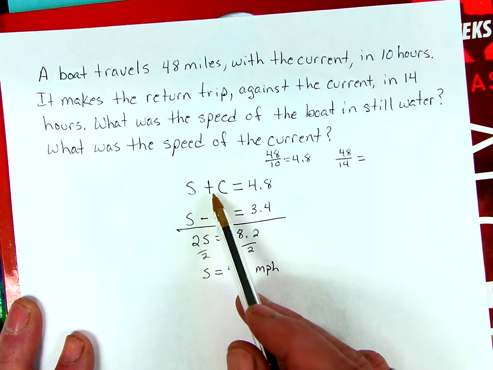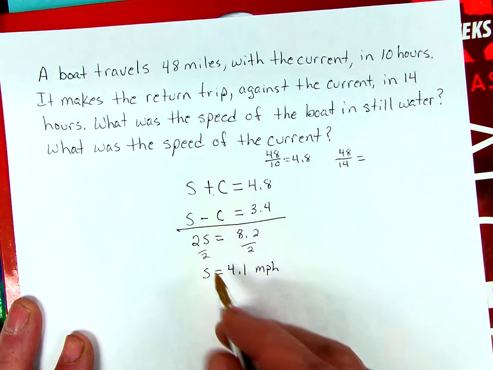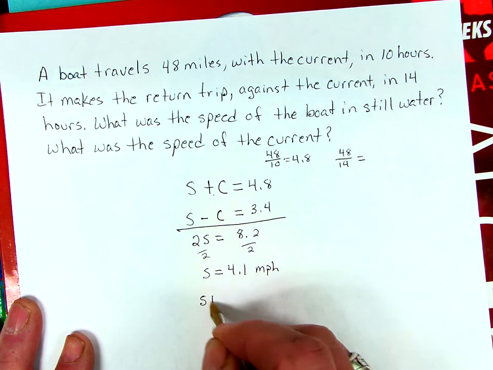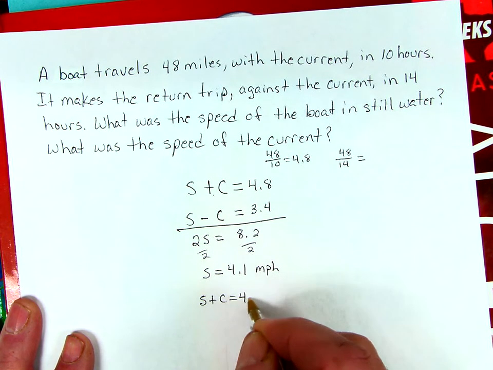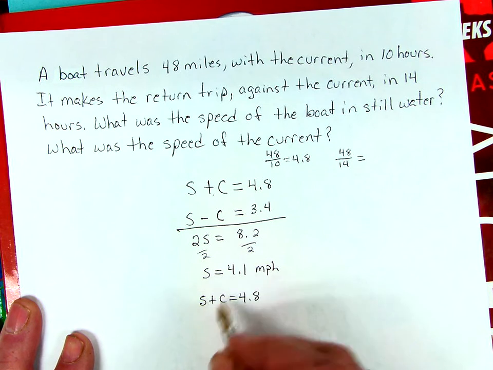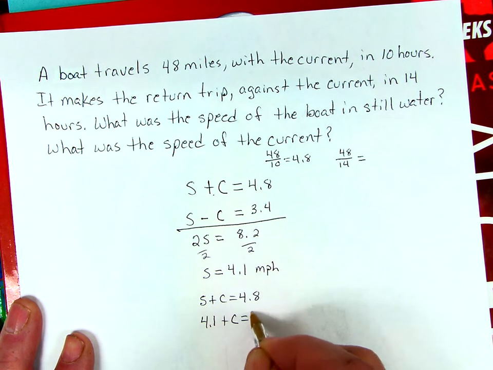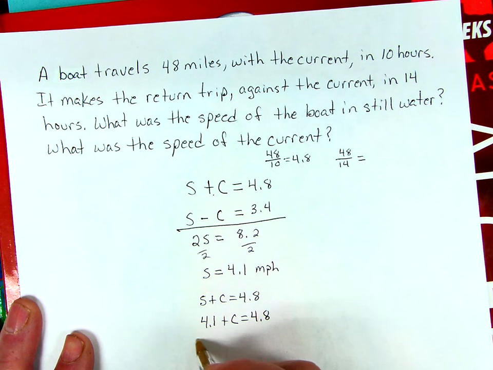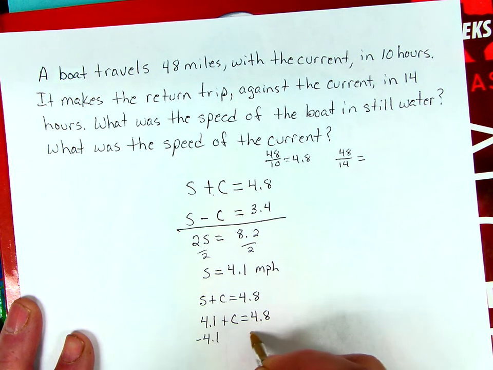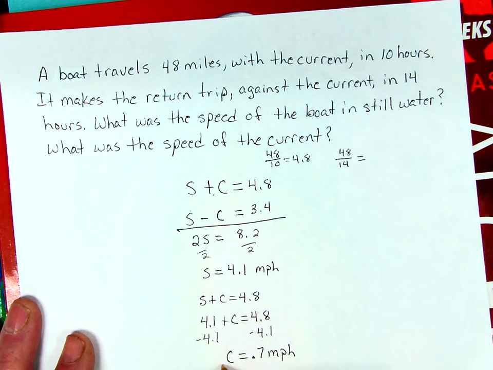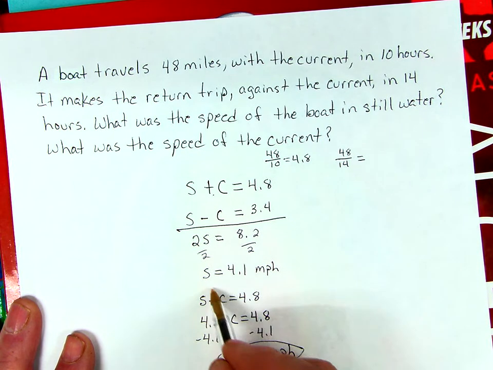The speed of the current, we can use either of these equations to calculate it. I'm going to use this one right here. S plus C equals 4.8. Speed is 4.1 plus C equals 4.8. Subtract 4.1, subtract 4.1. The current equals 0.7 miles per hour. There's our two answers.